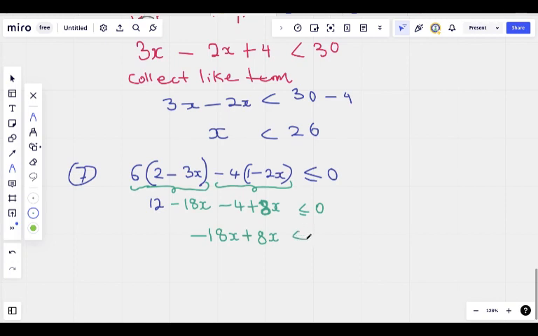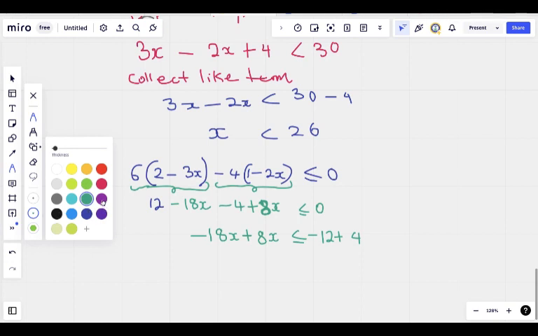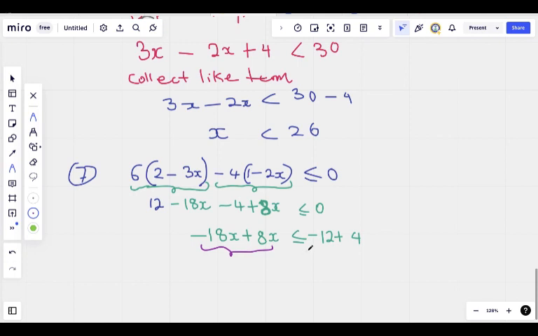It's still the same thing. Then you write greater than or equal to, then bring all the ordinary numbers to the right. Positive 12 will now be negative 12. And negative 4 will now be positive 4. So we now evaluate. The next step is to evaluate each of them. We evaluate this, and likewise, we evaluate this one.